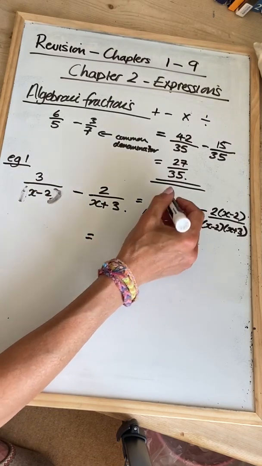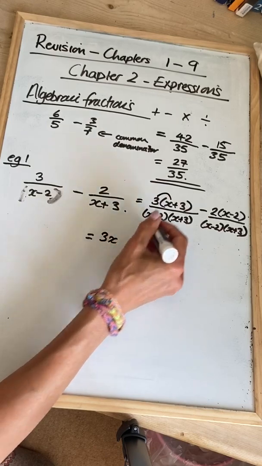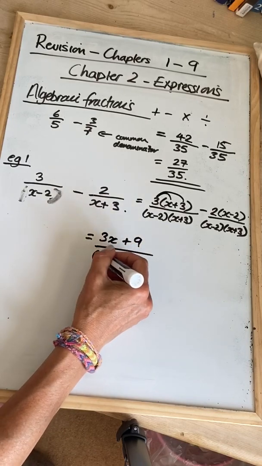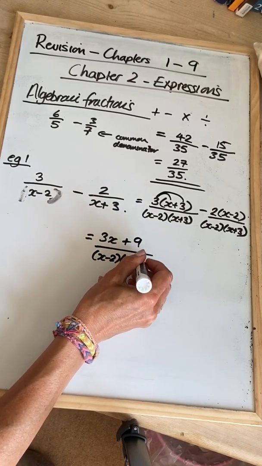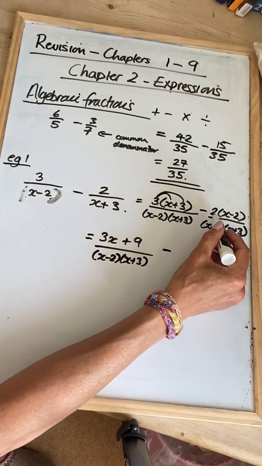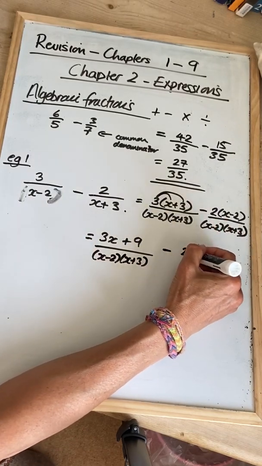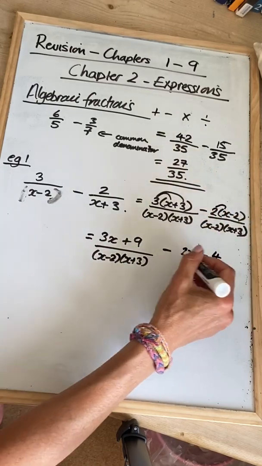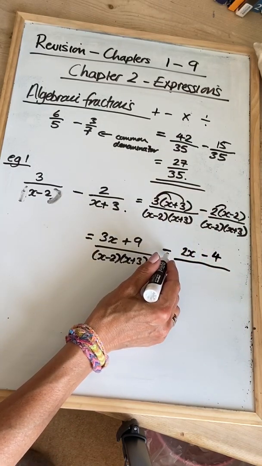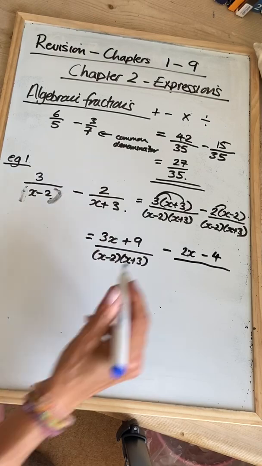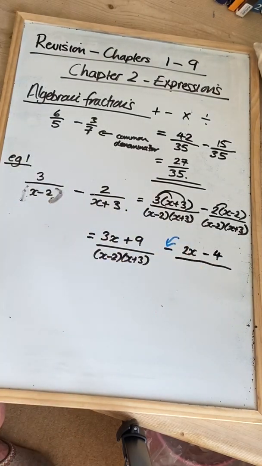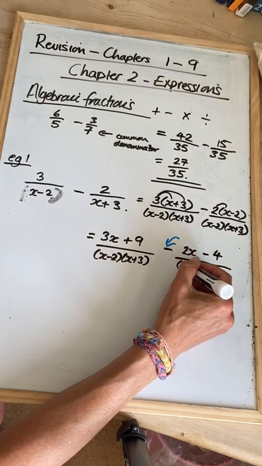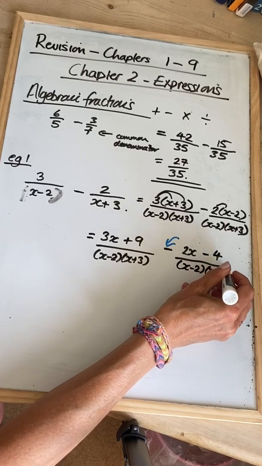I don't need to multiply those out. I'm just going to look at the ones on the top. So 3 times x plus 3. 3 times x is 3x. 3 times 3 is plus 9. And that is all over x minus 2, x plus 3. I'm subtracting. So here I've got 2 times x, 2x. And I've got 2 times minus 2, which is minus 4. Now, this subtraction sign in the middle here, really important, yeah? What I am effectively doing here is I am subtracting the whole of this. So you have got to be careful with your signs, okay?